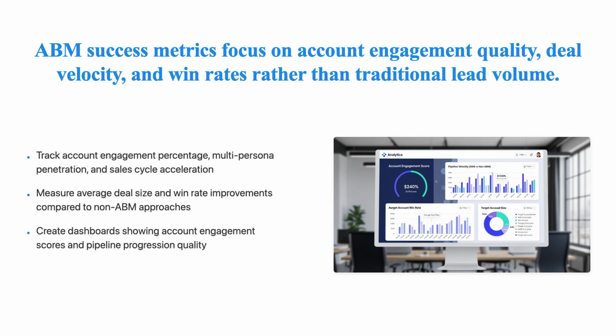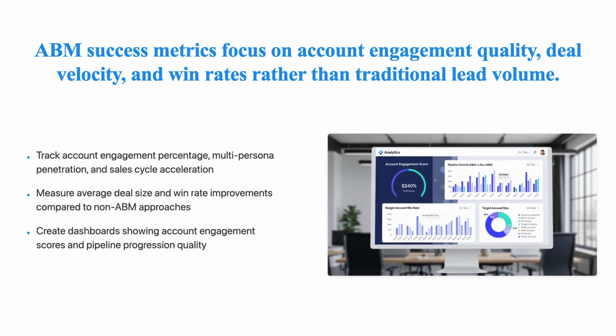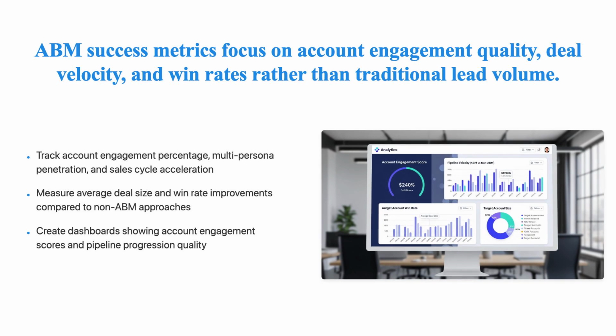Monitor sales cycle length for ABM-influenced deals versus non-ABM deals. Effective ABM should accelerate decision making through better relationship building and education. Track average deal size. ABM typically produces larger deals because you're engaging senior decision makers and building comprehensive value cases. Most importantly, measure win rate within your target account list compared to random inbound leads. ABM should dramatically improve close rates because you're investing in accounts with higher intent and better fit.